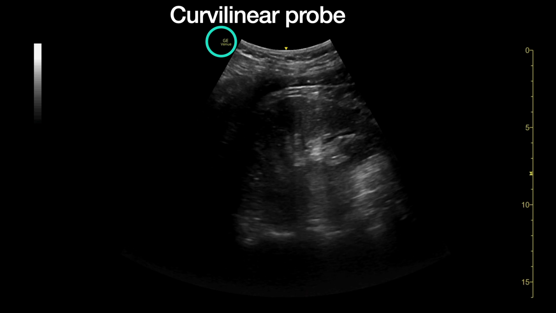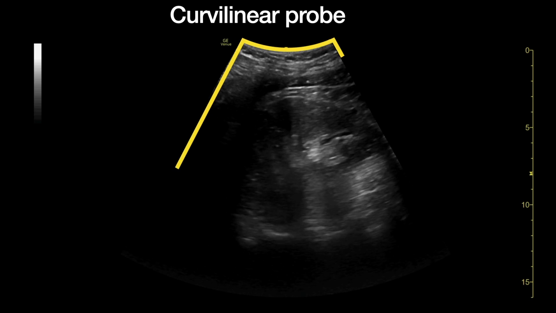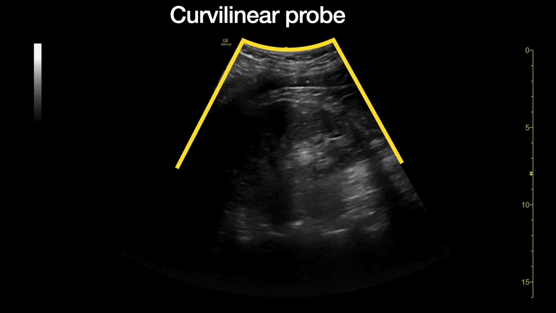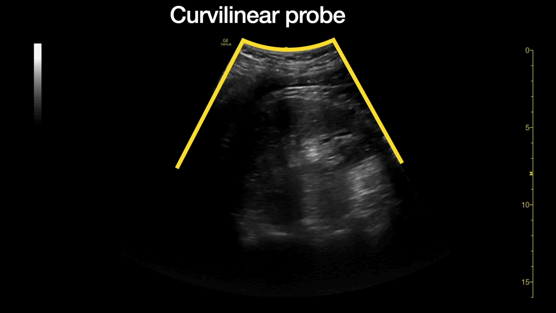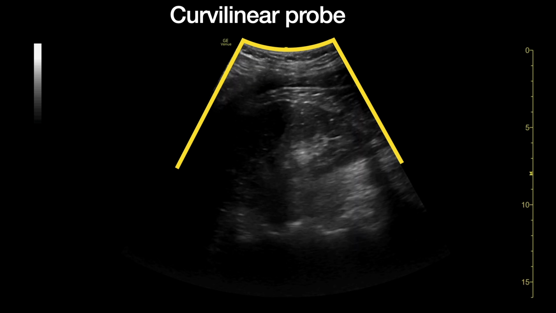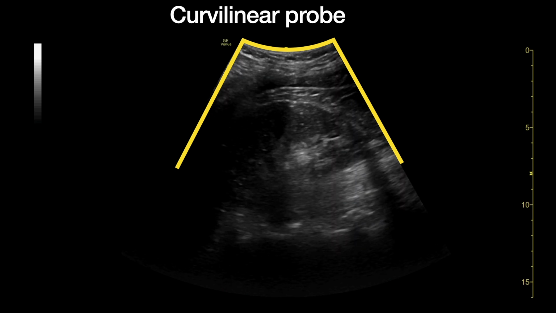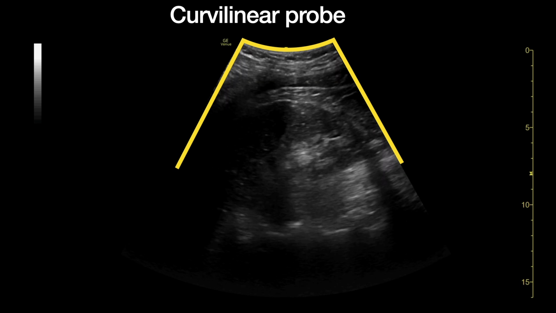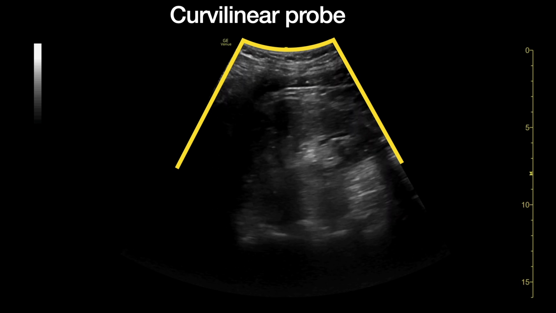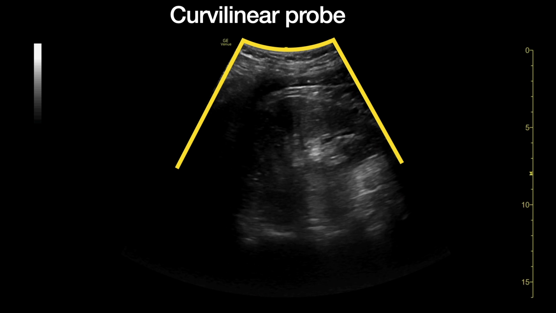We are seeing a kidney, and you can see that this is a curvilinear probe because the top, in this case, is a curve, and it appears like a curve with a truncated triangle that goes down. Now it's very important to know that the edges in this probe will have less resolution or will be distorted as compared to things that are in the center. So if you are studying a specific structure, keep it in the center of the probe.